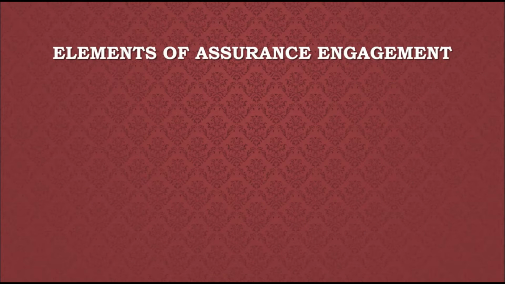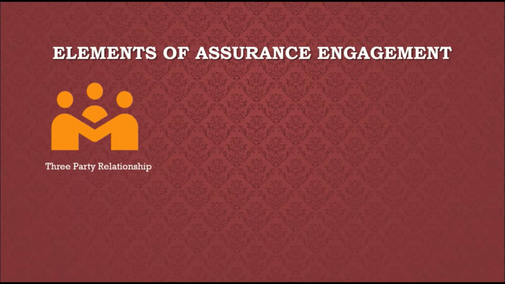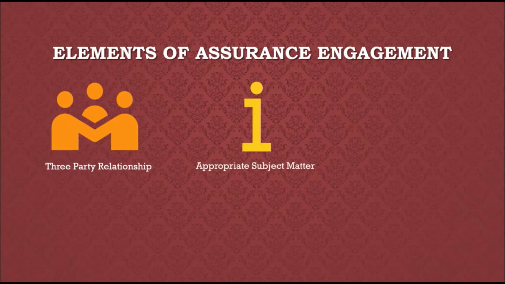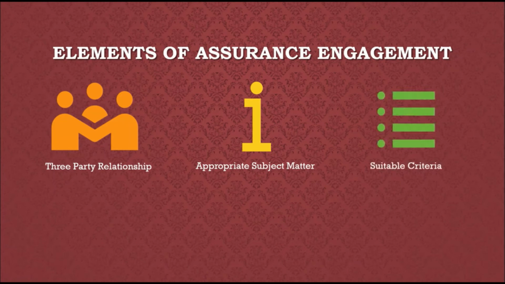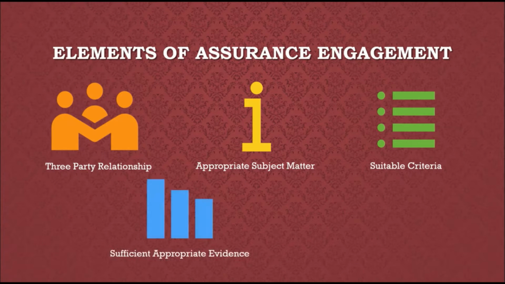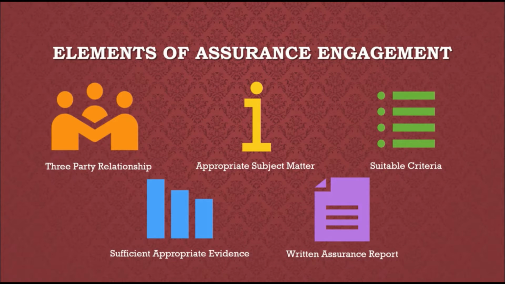So gaya ng na-discuss natin last time, not all engagements performed by practitioners ay assurance engagements. So an assurance engagement must have the following elements: three-party relationship involving a practitioner, a responsible party, and intended user, appropriate subject matter, suitable criteria, sufficient appropriate evidence, and written assurance report. So let's discuss one by one yung mga elements of an assurance engagement.